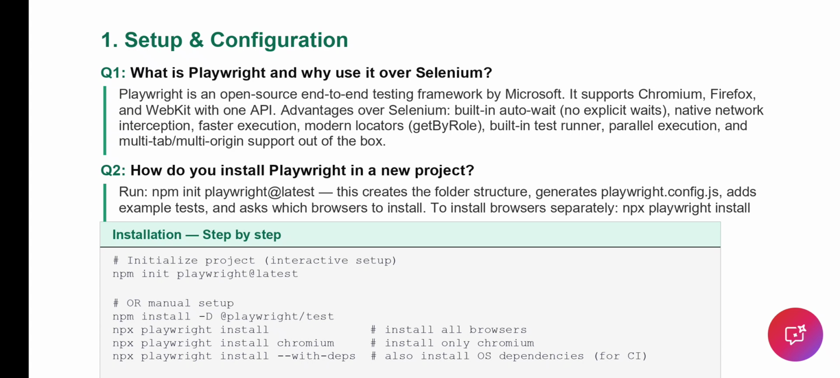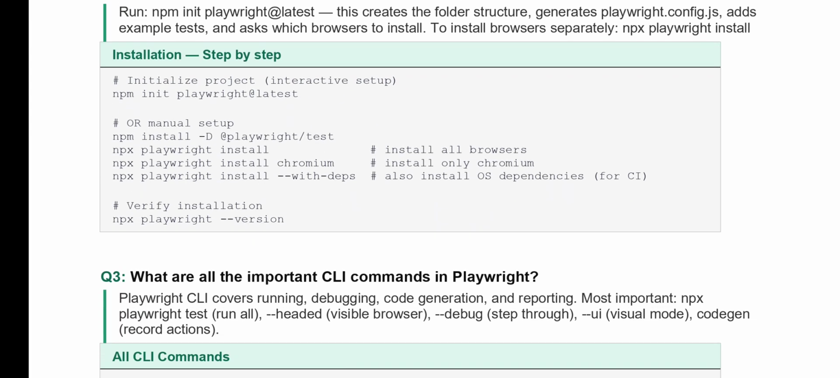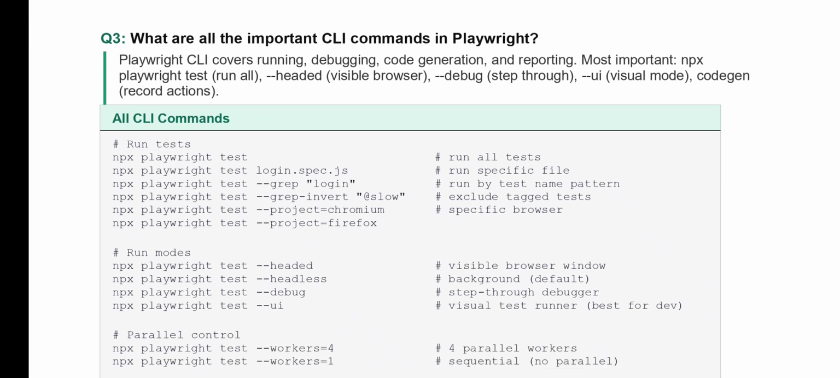So let's get started. The initial set of questions are about the setup, configuration and introduction. What is Playwright and why was it used? Why do we use it over Selenium? How do you install Playwright in a new project? What are all the important CLI commands in Playwright?